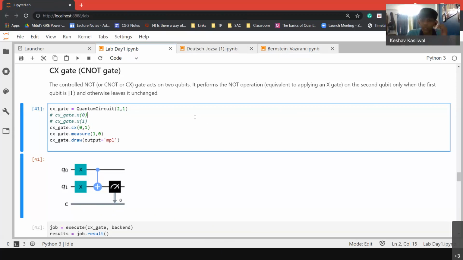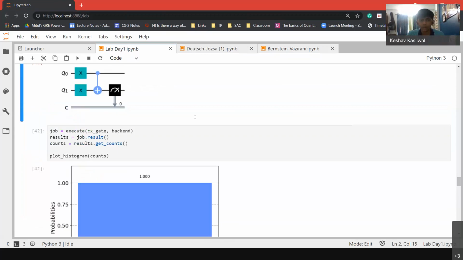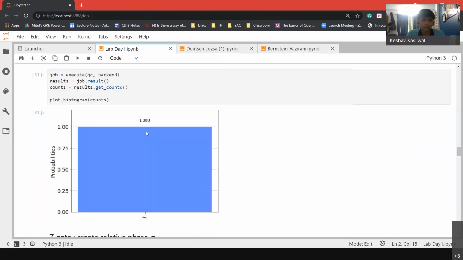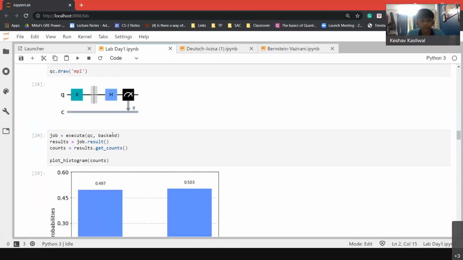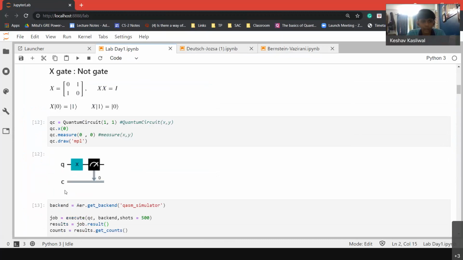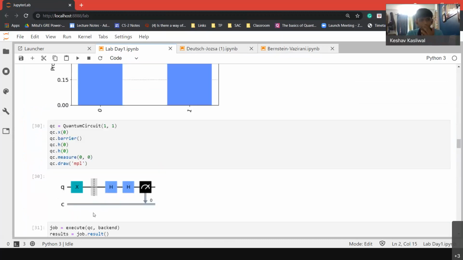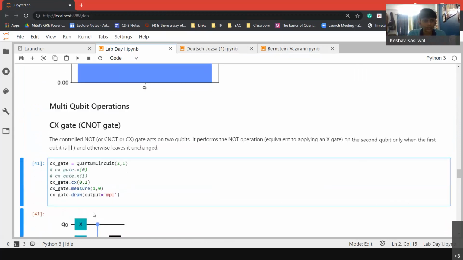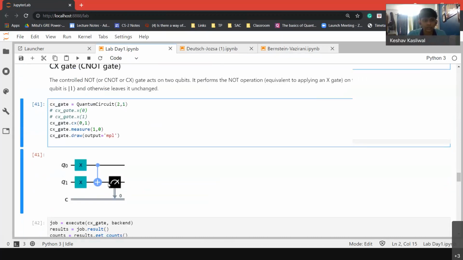So now we want to measure, right? We want to have certain outputs over here. So we measure it and then we draw. And the same story over here, we didn't change the backend. Where did I declare it? Yeah, the backend is the qasm simulator, so that would help us in creating histograms. I haven't made any changes.